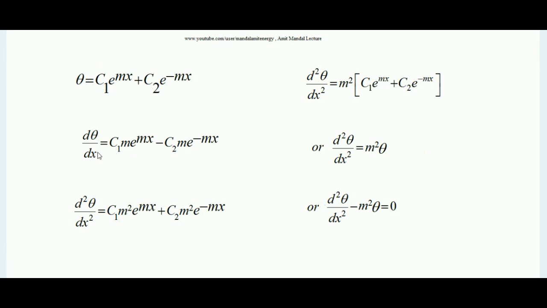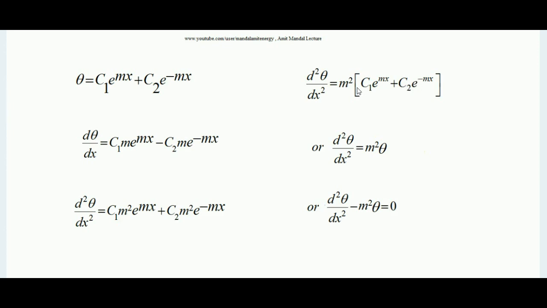If I differentiate, d theta by dx equals c1 m e to the mx minus c2 m e to the minus mx. Differentiating once more with respect to x, d square theta by dx square equals c1 m square e to the mx plus c2 m square e to the minus mx. Taking m square common, d square theta by dx square equals m square times the bracket c1 e to the mx plus c2 e to the minus mx.